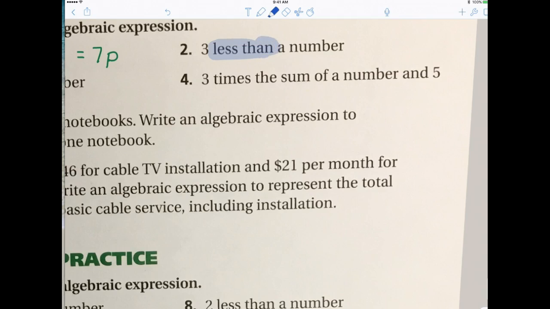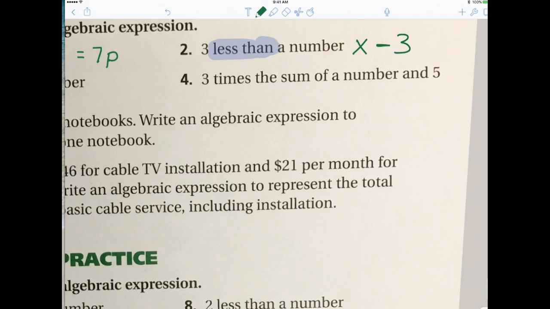Now, less than is what operation? Subtraction. It's definitely subtraction. Now, here's the mistake everybody makes. If I say, what's 3 less than 10? Most people say it's 7. But listen to me, the order switched. I said 3 first, but we wrote 3 second. So in this case, 3 less than a number could be x minus 3.